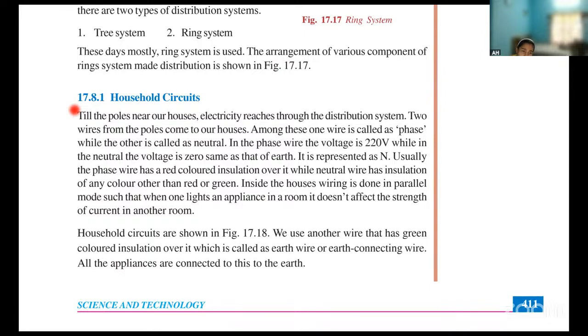Usually, the phase wire has a red colored insulation over it, while neutral wire has insulation of any color other than red or green. Inside the house, wiring is done in parallel mode, such that when one lights an appliance in a room, it doesn't affect the strength of current in another room. Household currents are shown in figure 17.18. We use another wire that has green colored insulation over it, which is called earth wire or earth connecting wire. All the appliances are connected to the earth.